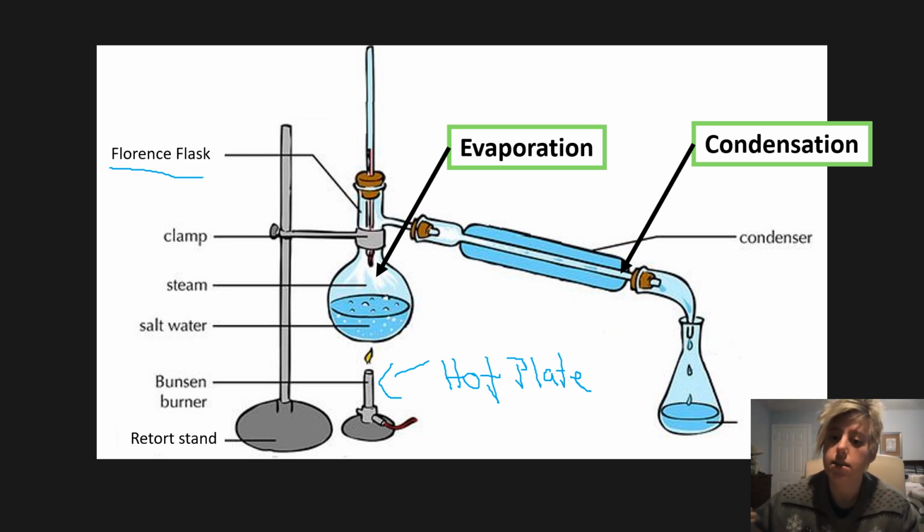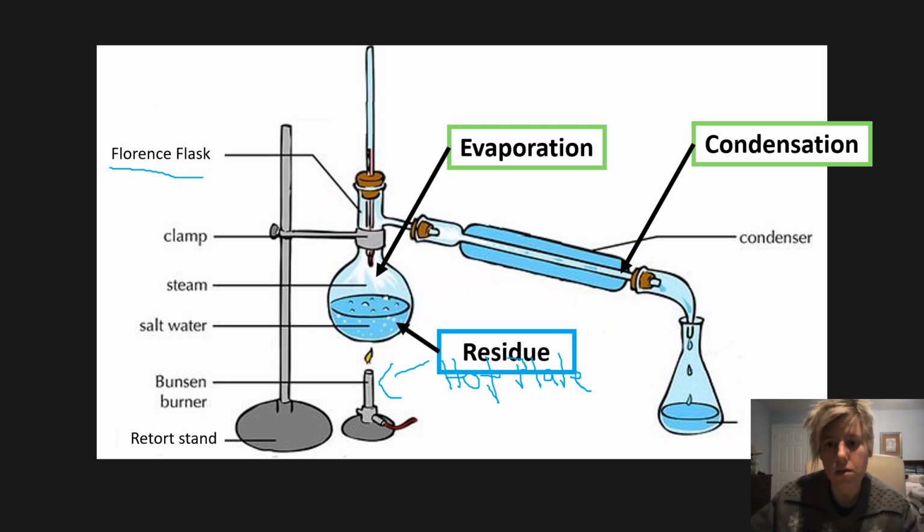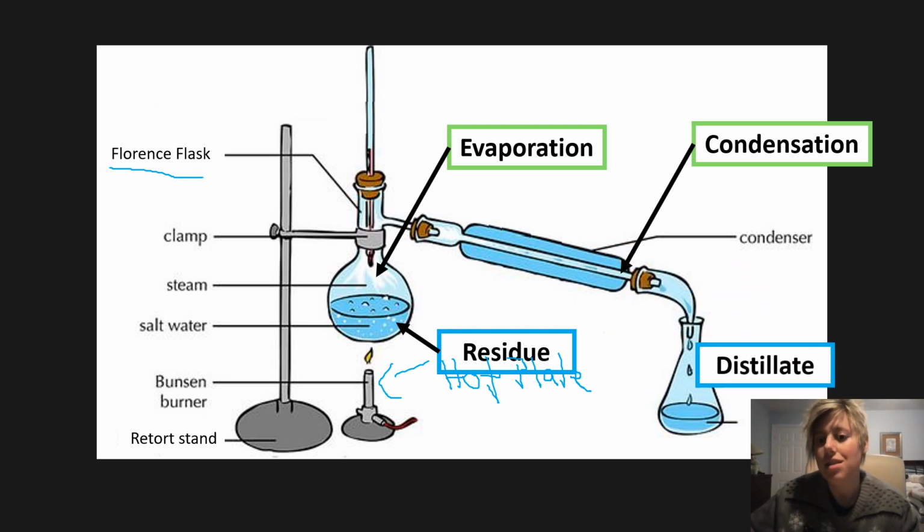During my distillation apparatus, again, just like in my filtration, just like in decantation, when I separate my mixture, I get two components. In distillation, I have the residue. The residue is the solid component that gets left in my Florence flask. So that is the component that does not undergo my phase changes. What does undergo my phase change is called the distillate.